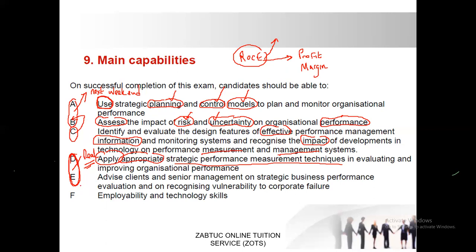Let us go to area E: advise clients and senior management on strategic business performance, evaluation, and on recognizing vulnerability to corporate failure. So you see here again, we've got advise clients on strategic business evaluation. There's a big word here, strategic business evaluation. The syllabus has used big words. You wonder what are they talking about here? But that's our work for today.